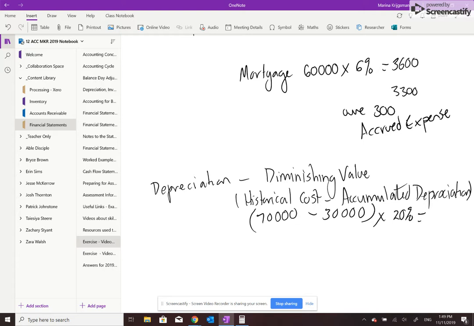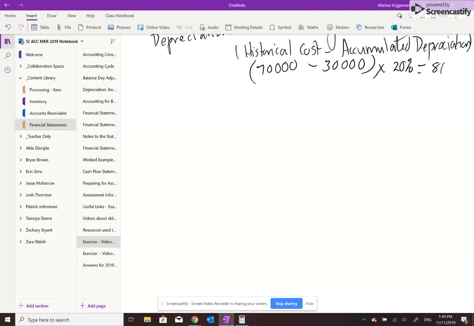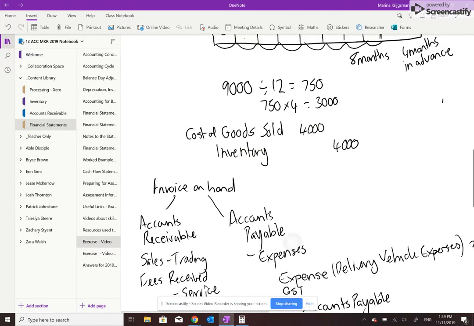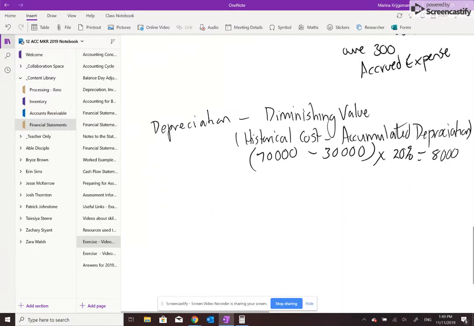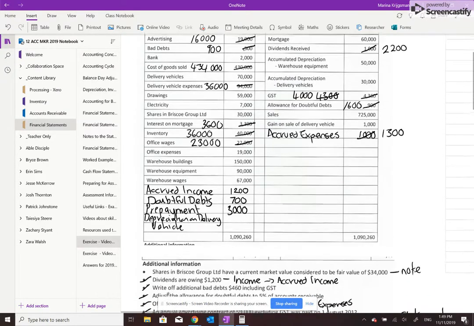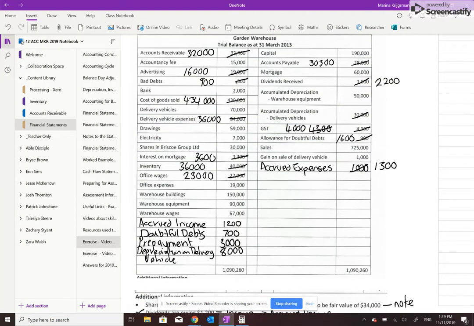So now we just need our calculator for that. 70,000 minus 30,000 gives us 40,000, times that by 0.2, 20%. So our depreciation is going to be 8,000. Now with our depreciation, our debit is the depreciation on delivery vehicle, and that is 8,000. That's our debit. And our credit is going to be adding that to accumulated depreciation to get 38,000.